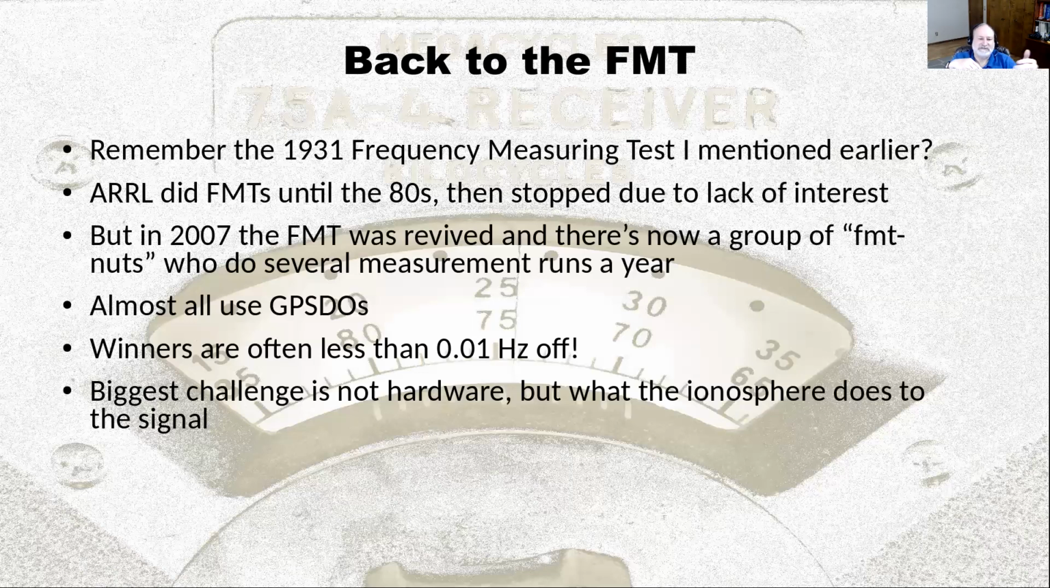So by the time you're receiving it and trying to measure the frequency, rather than a sharp line, it's a smeared out mess. And these folks who are the FMT nuts are learning how to read that data and interpret what's going on. And they're actually participating in space science, because this is helping us understand how the ionosphere works. And the HamSCI organization is actually using this kind of frequency measurement with WWV as the source to do amateur space science. So that's very cool.